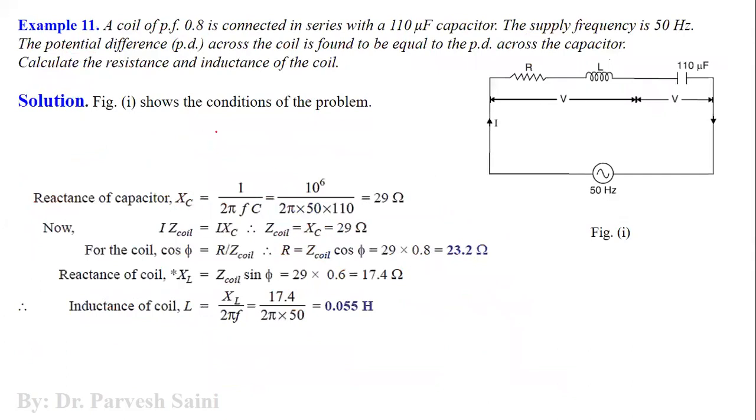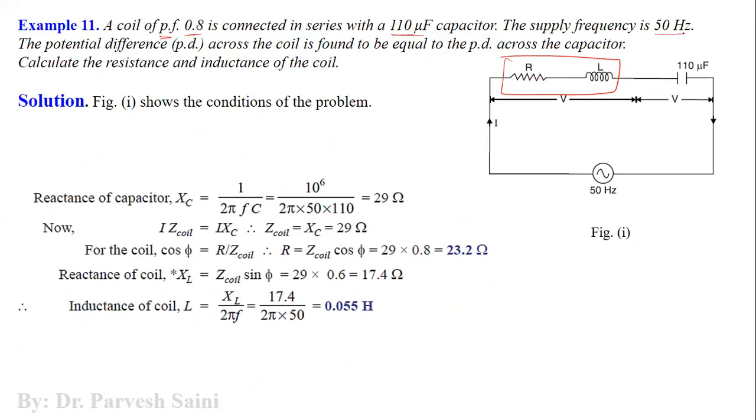Let us come to the next example. This is also related to our LC circuit. In this, we have a coil which has a power factor of 0.8, and we have a coil which is connected with this capacitor, and this is the coil basically, right? This is the coil. Coil means which has R as well as L. Generally, we consider coil that only.